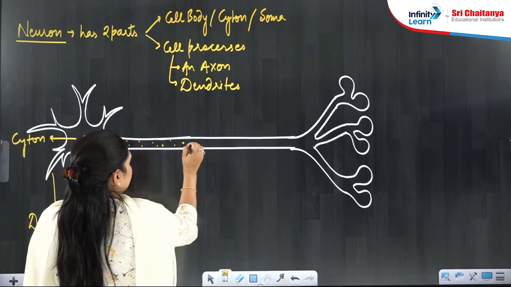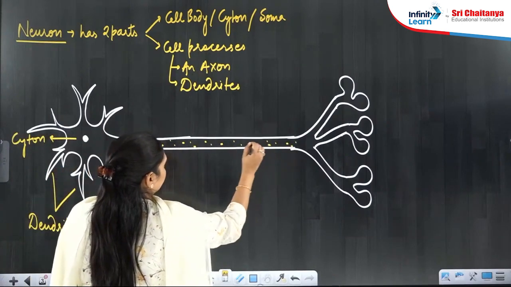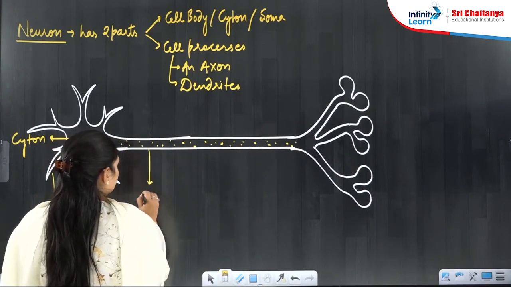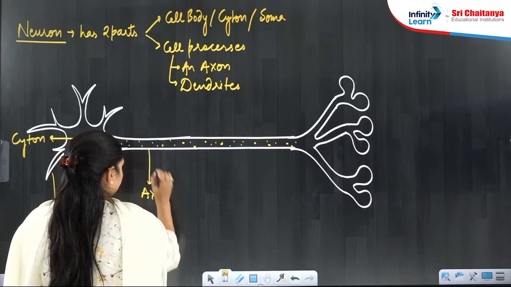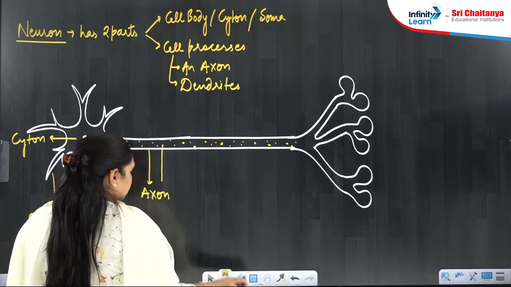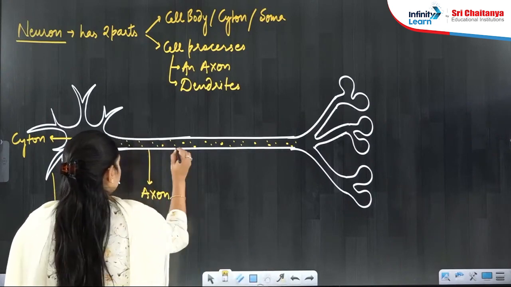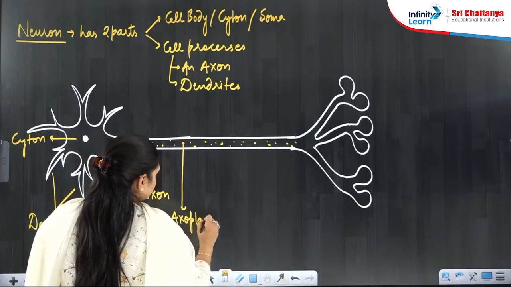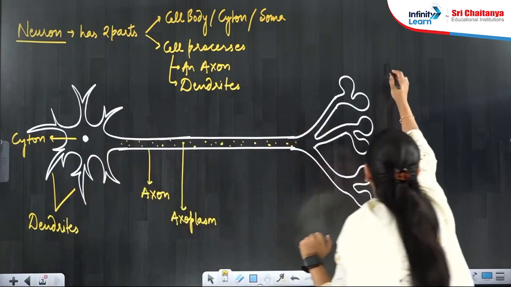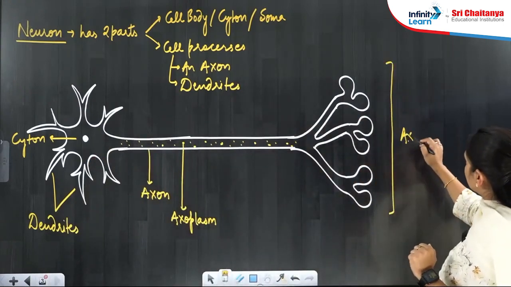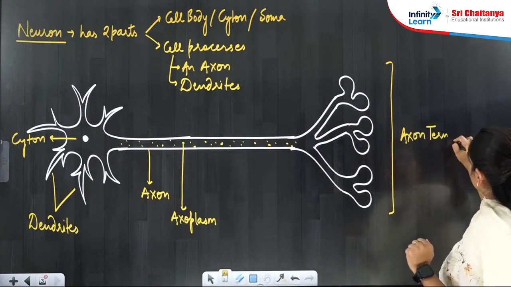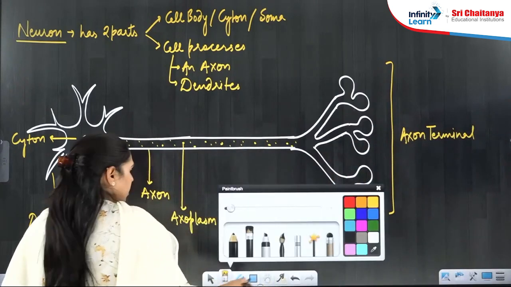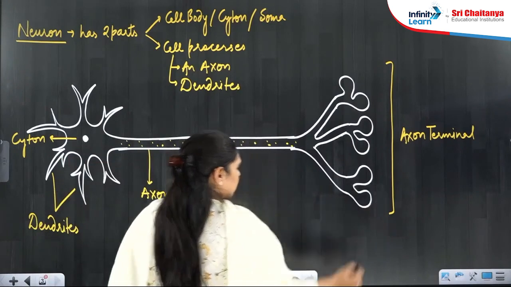Inside the axon, there is axoplasm. This is axoplasm. So, this is a long process known as the axon. And this is the axon terminal. All right. Now, I have told you about the myelin sheath.